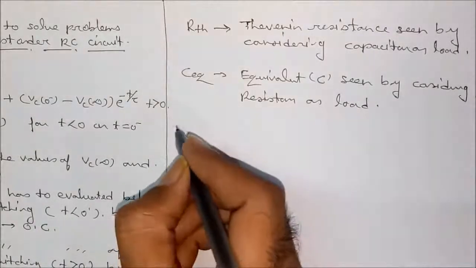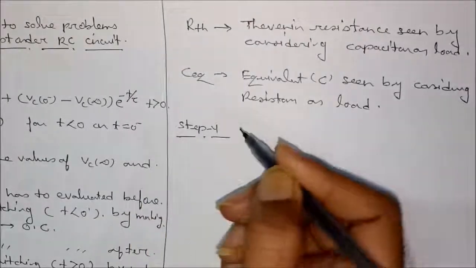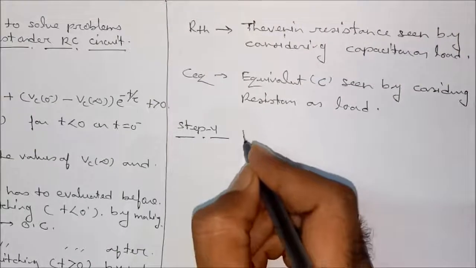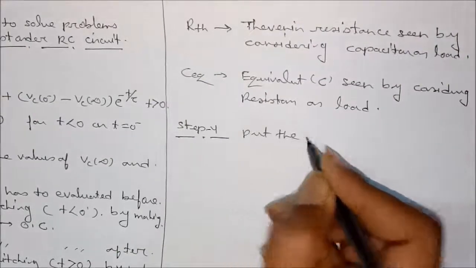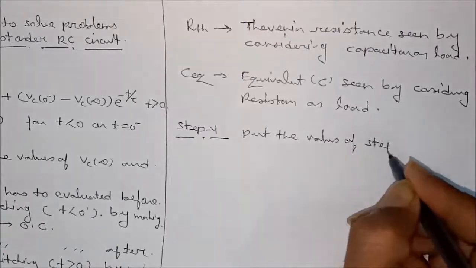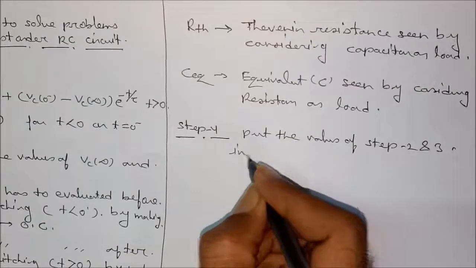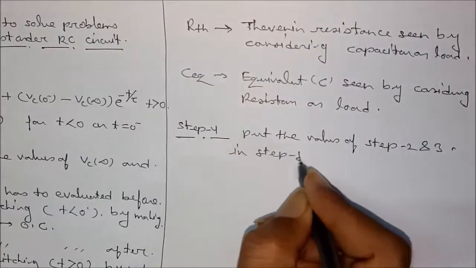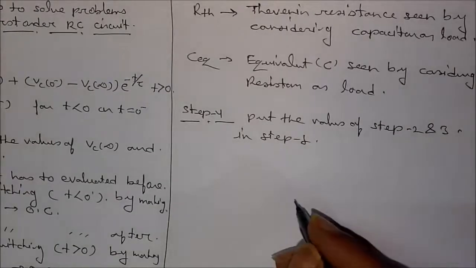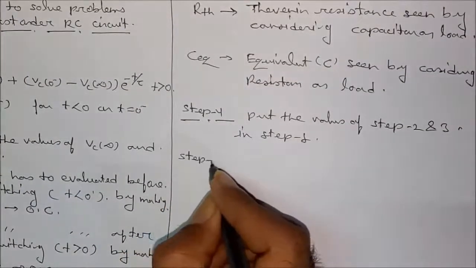Now step 4 is to put the values of step 2 and 3 in step 1. In step 1 we will get the final value of VCT.